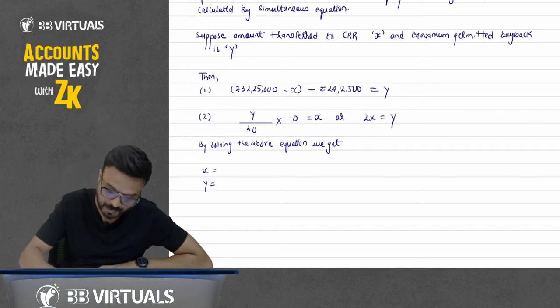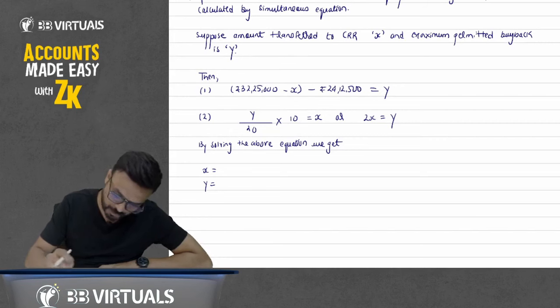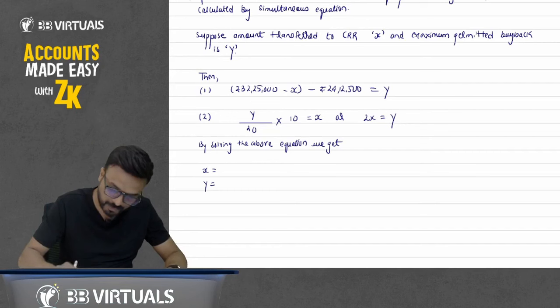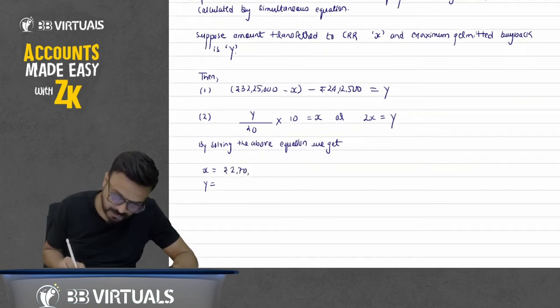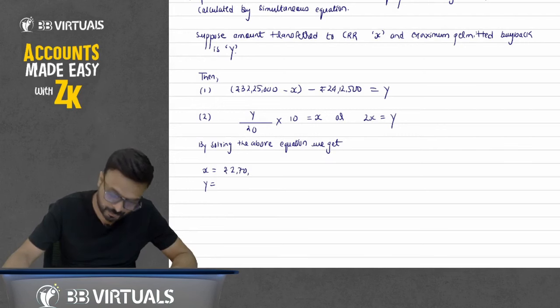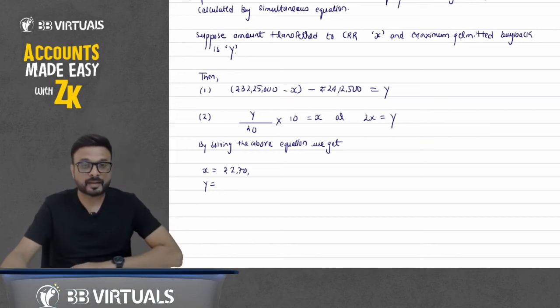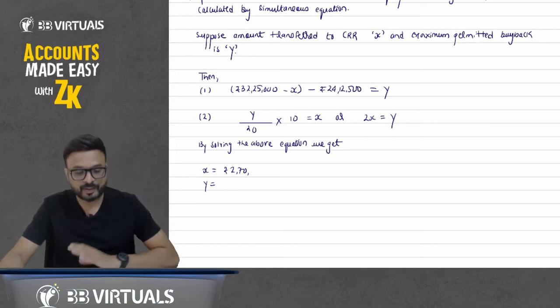So 32,25,000 minus 24,12,500, divided by 3. This one, 32,25,000 minus 24,12,500 divided by 3. It is coming 2,70,833.33.